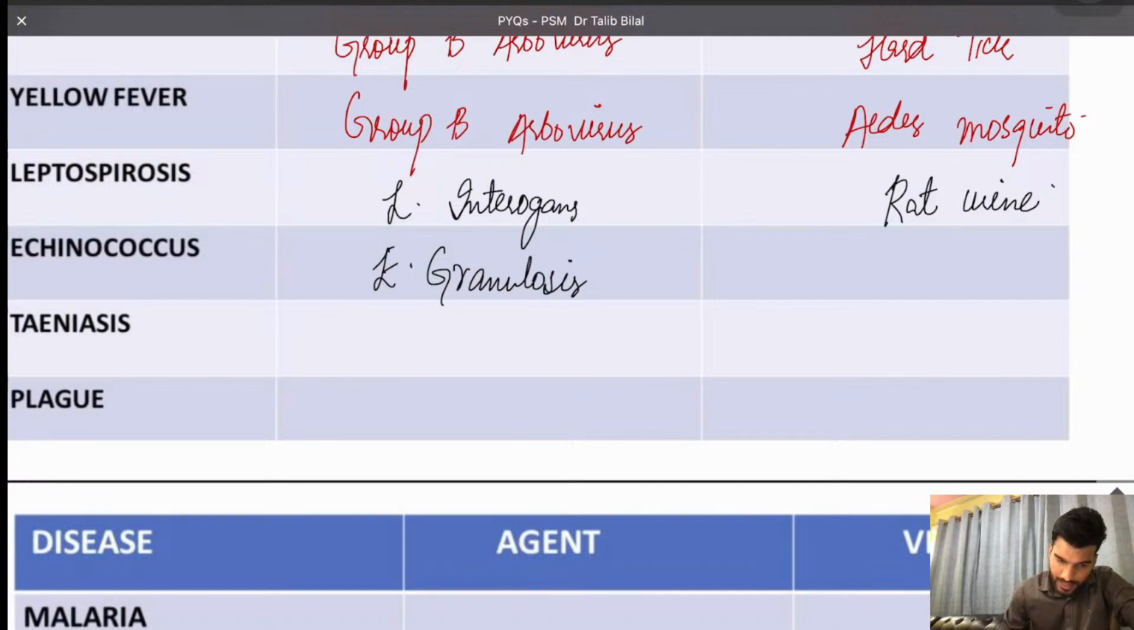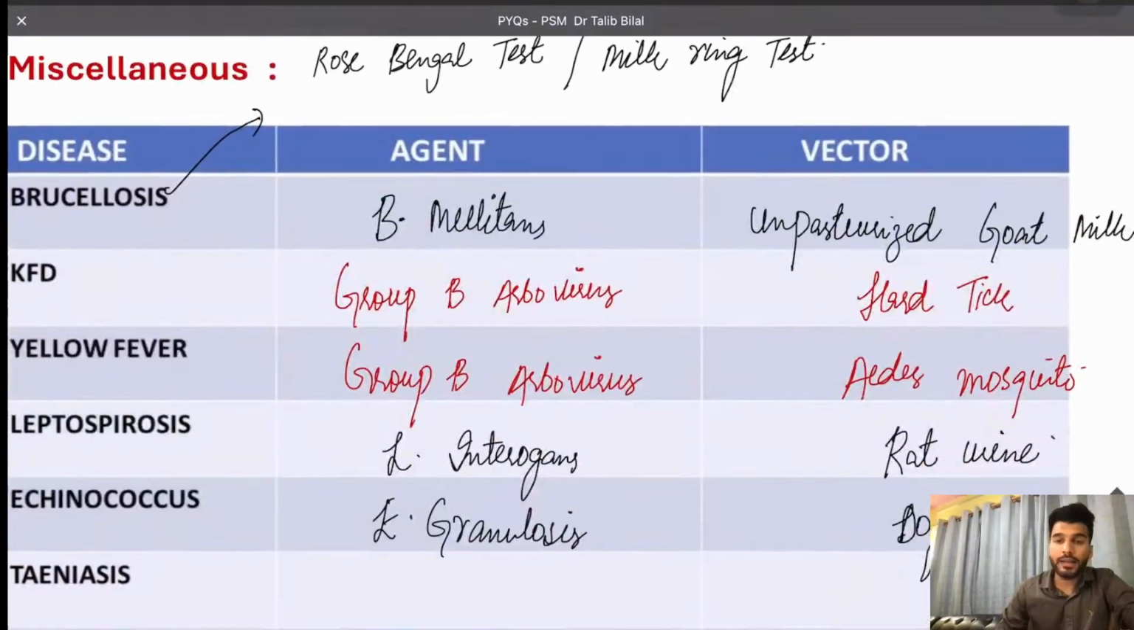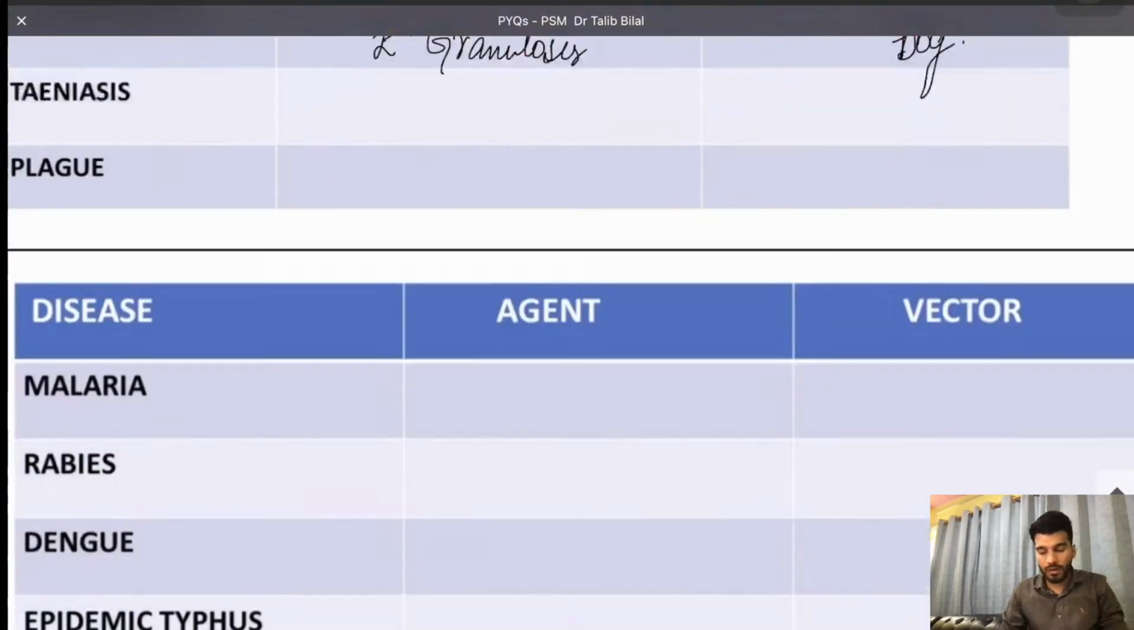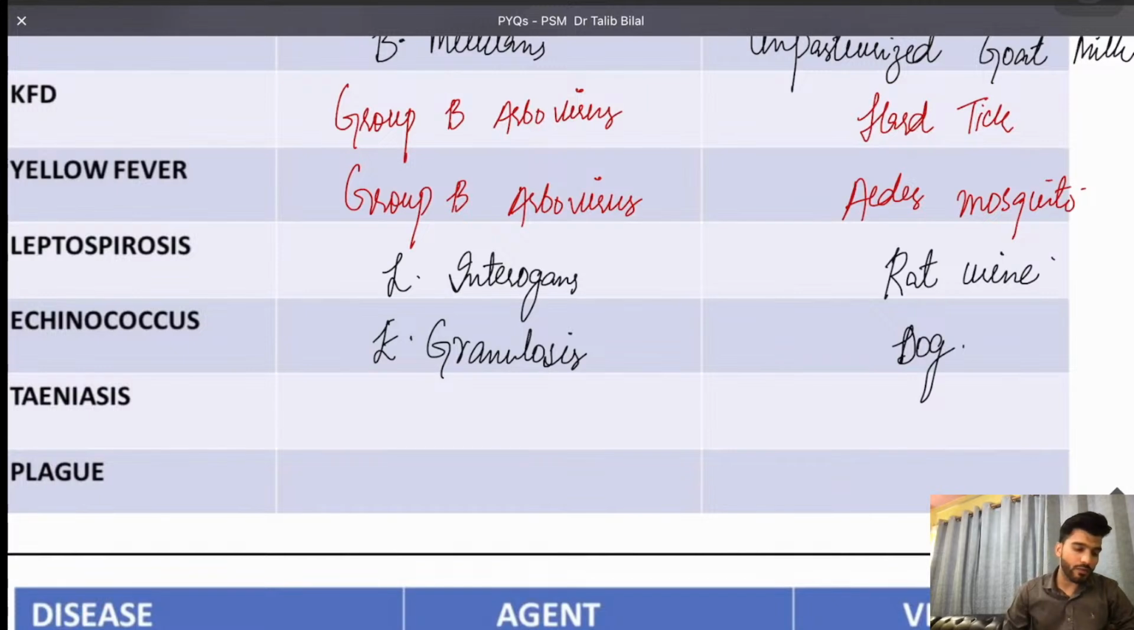Echinococcus granulosus, and the vector is dog. This echinococcus granulosus causes hydatid cyst. And if you remember hydatid cyst, what is the appearance? We have the water lily sign present in hydatid cyst. How do you manage this hydatid cyst? We have PAIR therapy. P for percutaneous, A for aspiration, I for initiating the scolicidal agent. What is the scolicidal agent that we use? That is albendazole, which will shrink the size of the cyst, and R is reassurance.